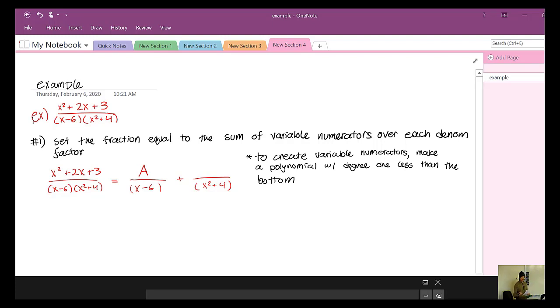What about x squared plus 4? What's that degree? 2. So 1 less than that's a degree 1. So a generic degree 1 polynomial will be something like bx plus c. It's important that we don't reuse variable names here, so you can just kind of go down the alphabet.